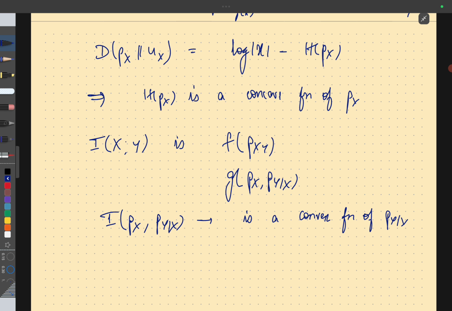All right. Question. Yes. So it's a concave function of Px if I fix Py given x. It's a convex function of Py given x if I fix Px, because Py given x and Px specify Pxy completely, right?